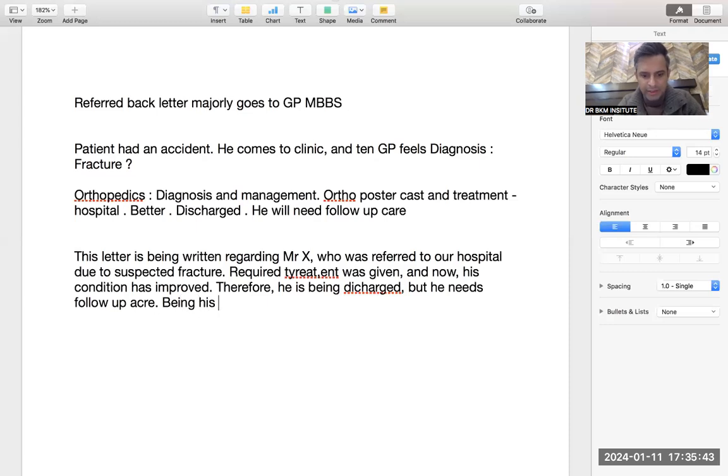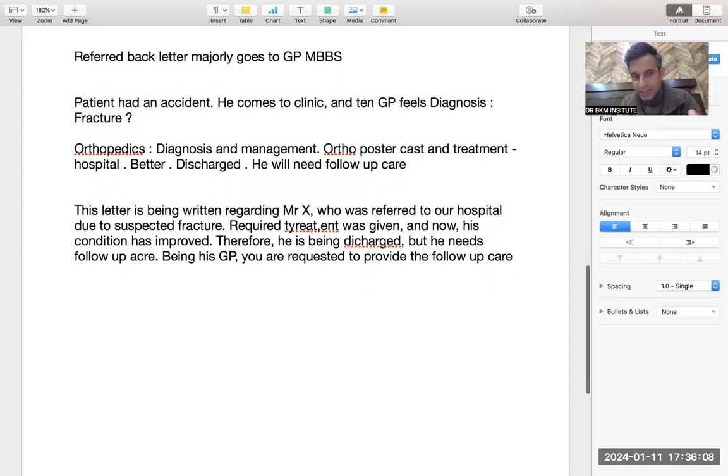Being his GP means that you are already the general practitioner of the patient. You are requested to provide the follow-up care. This is the most complex letter that can come. You are requested to provide the follow-up care. Now see the letter. It is a very common letter which is often repeated in the OET exam.